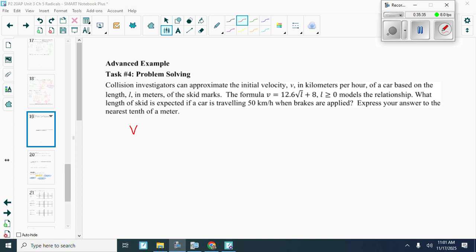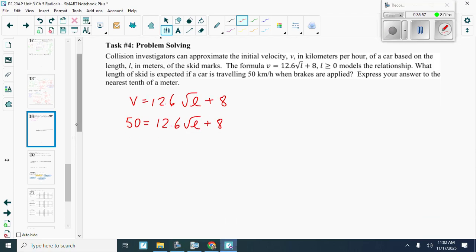So here's our original equation: 4.6 root L plus 8. And it tells us we're substituting in the velocity is 50. Go ahead and isolate your radical. So we want to subtract 8 from both sides, and then we're going to divide both sides by 12.6.